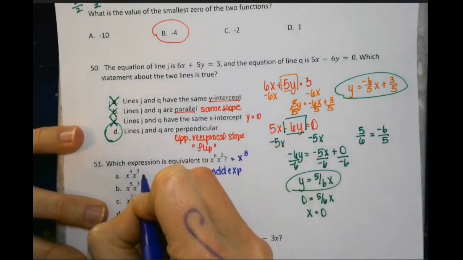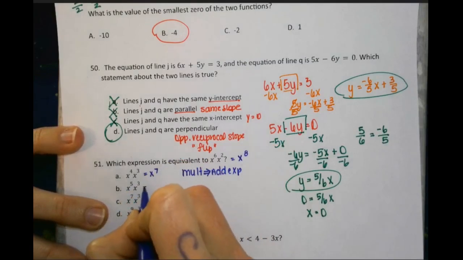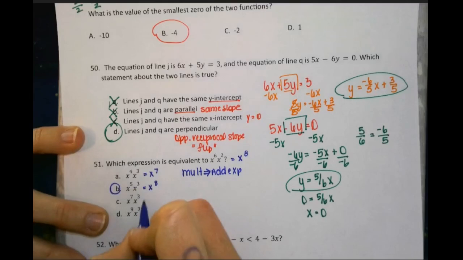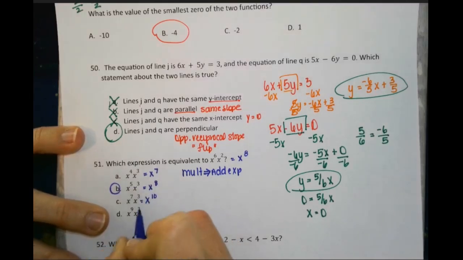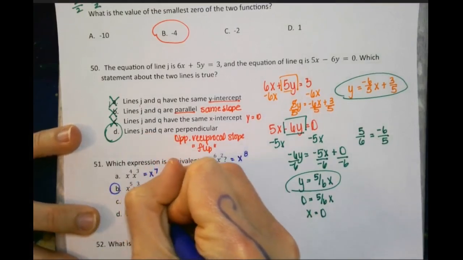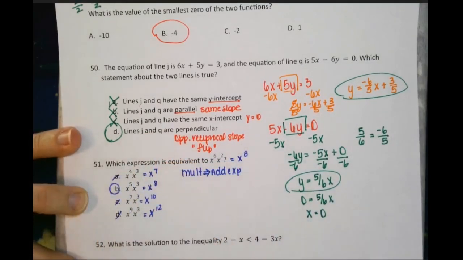So 4 plus 3, this is going to be x to the 7th power. 5 plus 3, x to the 8th power. That one looks good. 7 plus 3 is going to give me x to the 10. And 9 plus 3 is going to give me x to the 12th. So it is definitely B, x to the 5th times x to the 3rd gives us x to the 8th.